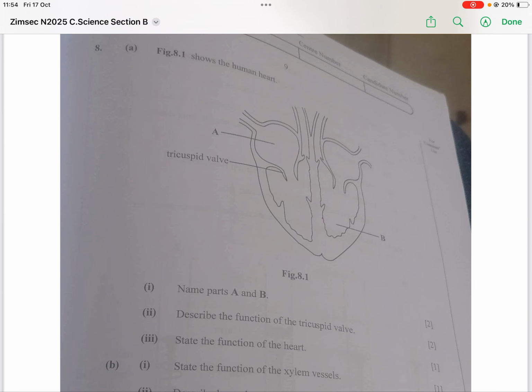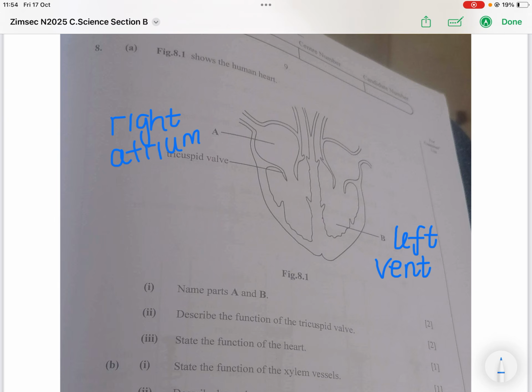So number 8, it was a question on human heart. Fig 8.1 shows the human heart. Name the parts A and B. So A, it is known as the right atrium. And then the next one, B, this is known as the left ventricle. Right, and then describe the function of tricuspid valve.